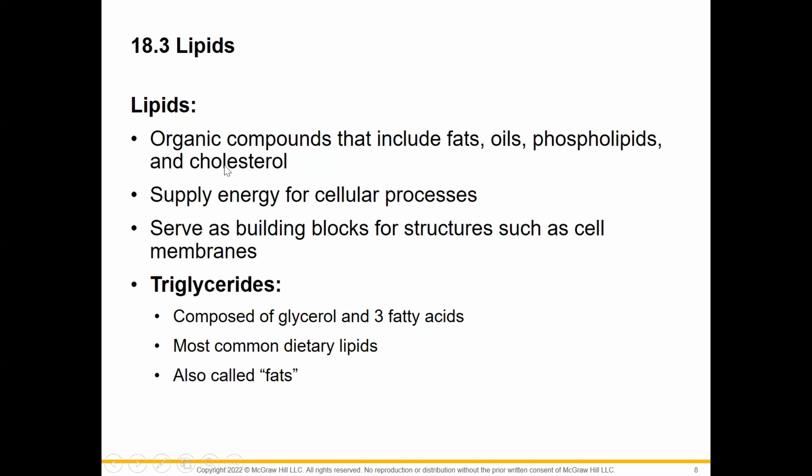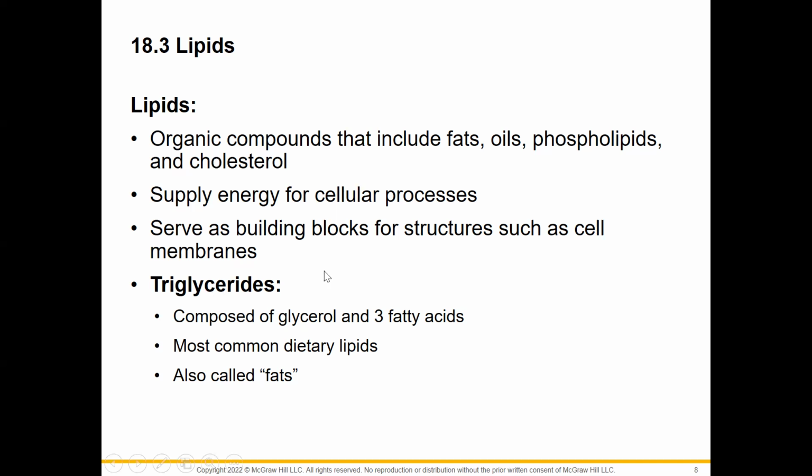Cholesterol is also a type of fat. So all of those are considered lipids. Lipids are an energy source, but they serve as more of a reserve energy. All right, energy reserve, meaning you can use it for energy a little bit later on, when you need it and you may not have glucose available.